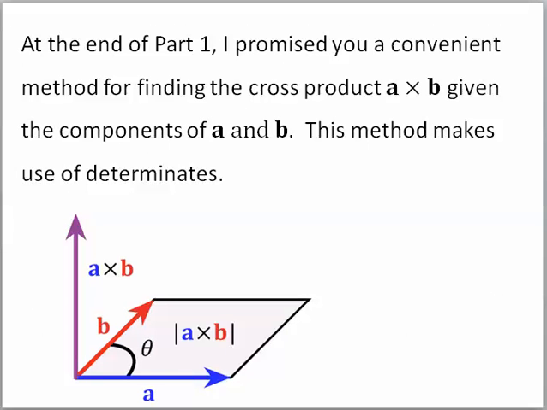At the end of Part 1, I promised you a convenient method for finding the cross product given the components of a and b. This method makes use of determinants. So let's have a short discussion about determinants.